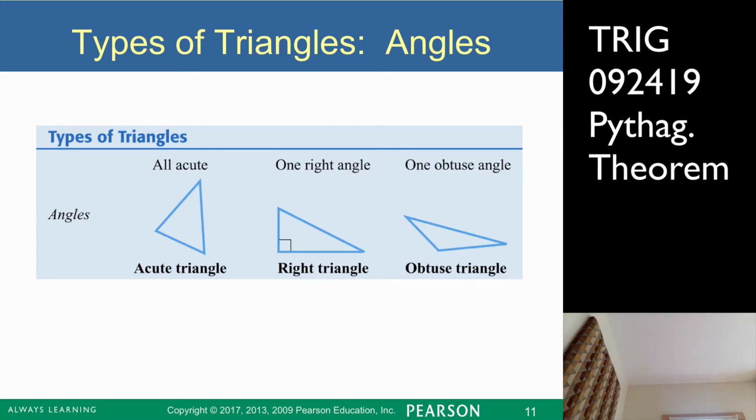A right triangle is one in which one of the angles is 90. Is it a doubly right triangle if both of them are 90? If there's two? Well, then it's not a triangle.